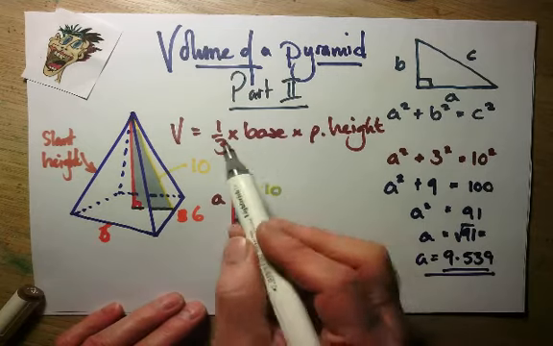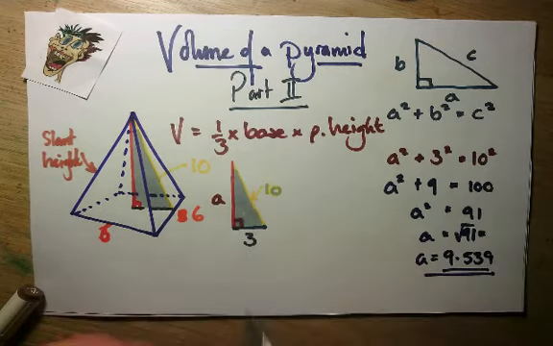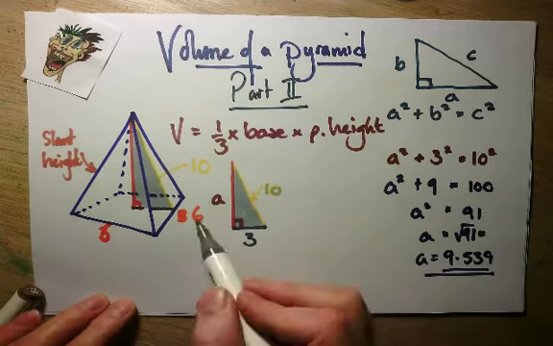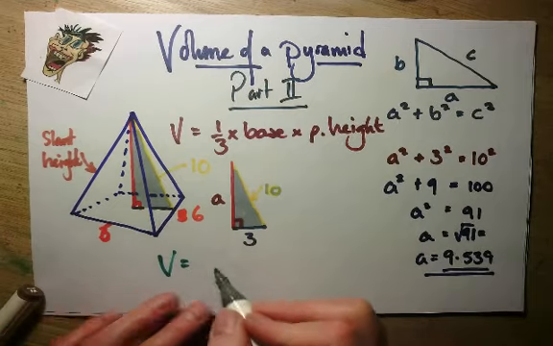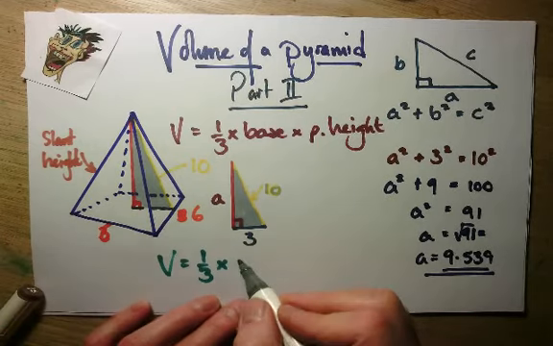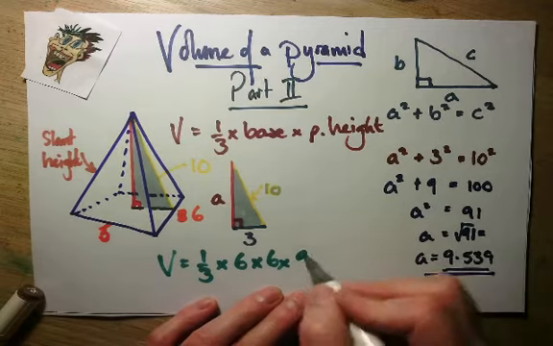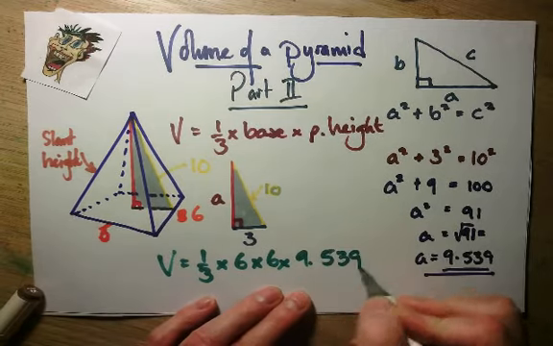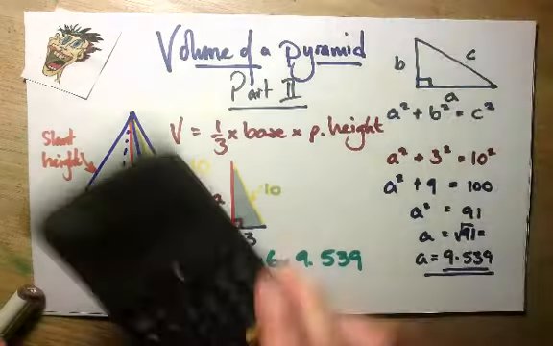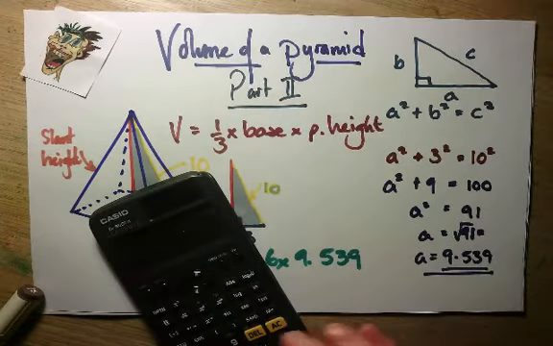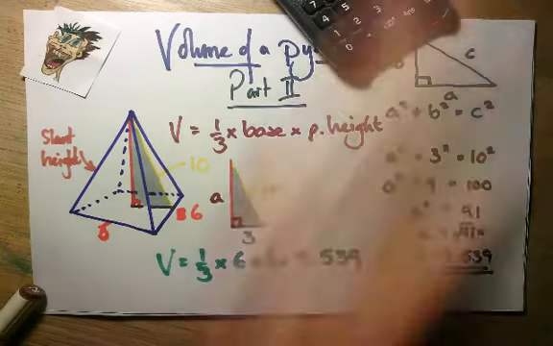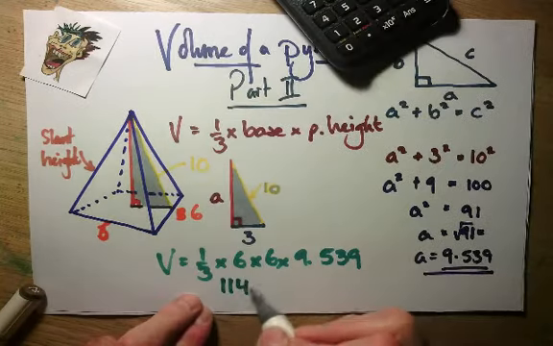So that's my height. Now remember, it's a third times the base. So I've got to work out what the base is. That's relatively easy, because I've got 6 here and 6 there. So the volume is going to be a third times my 6 by 6, the base, times my perpendicular height, 9.539. I'm going to go times 6, divided by 3, equals, and I get 114.473.